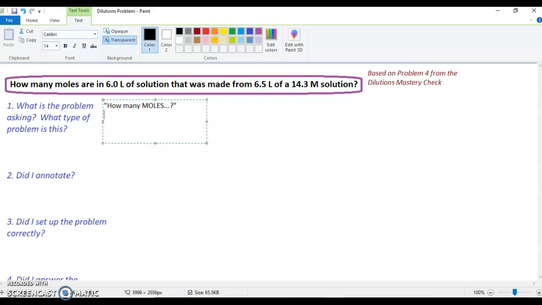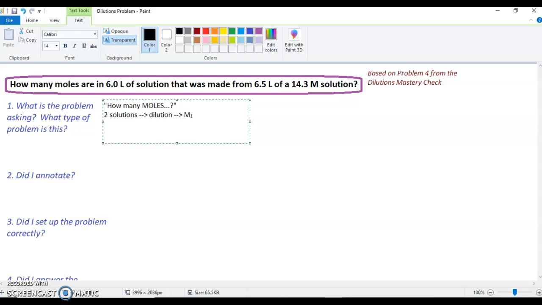Something else, so for that second question, what type of problem is this? Well, I see one solution. I see two solutions. So that tells me right away that it is some sort of dilution problem, which means that I need to use this equation.